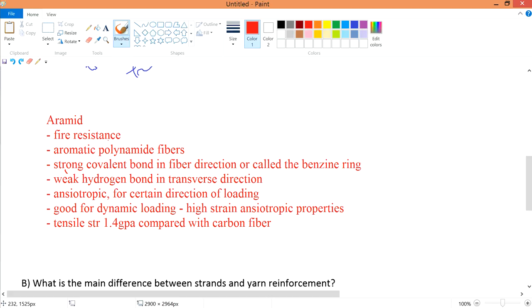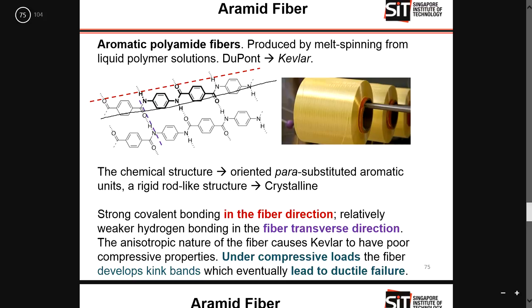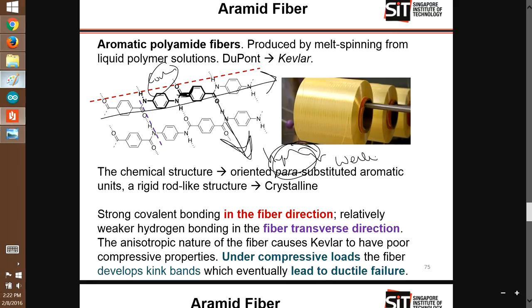And it has a very strong covalent bond in the fiber direction, along the benzene ring, I think. Therefore when you pull it in this direction, this bond over here, as you can see, is a very thick bold line. It is the so-called covalent bond. However, over here in this transverse direction is a hydrogen bond, which is a very weak one.